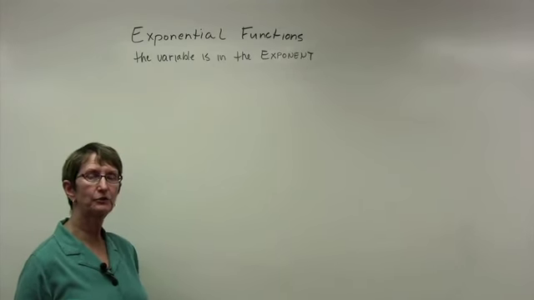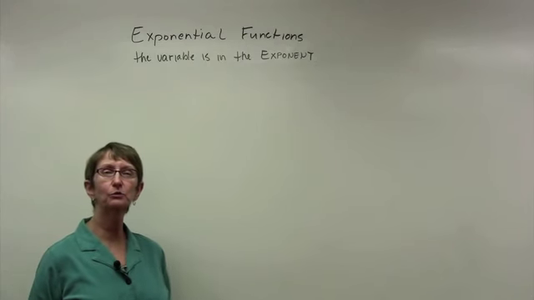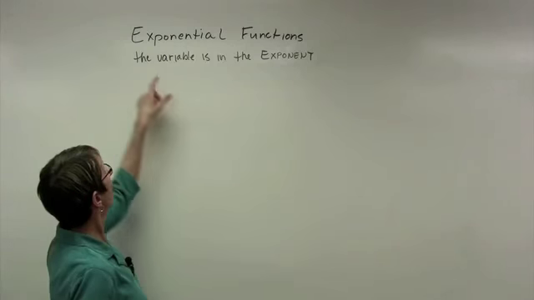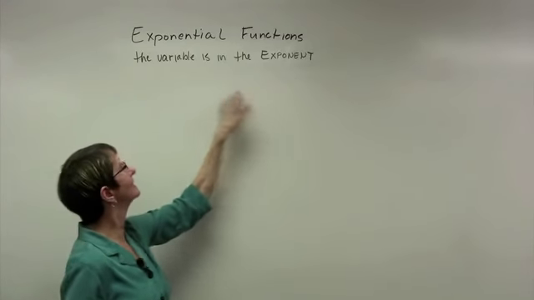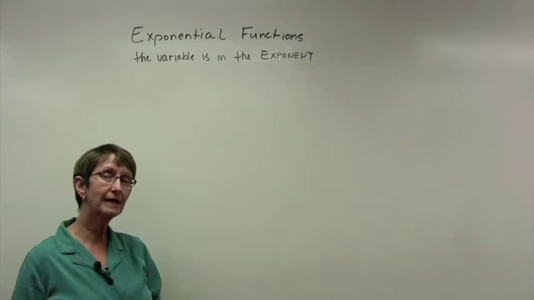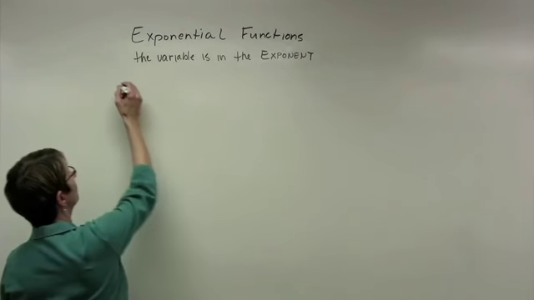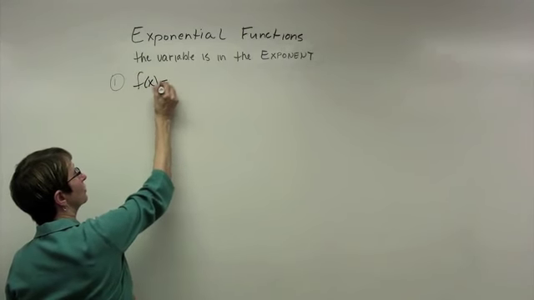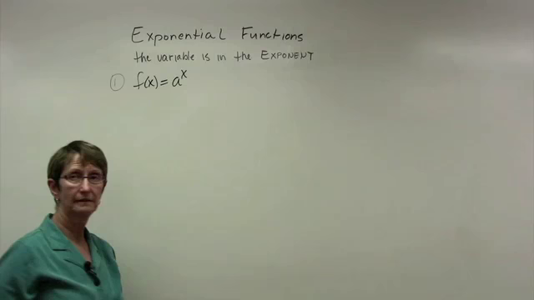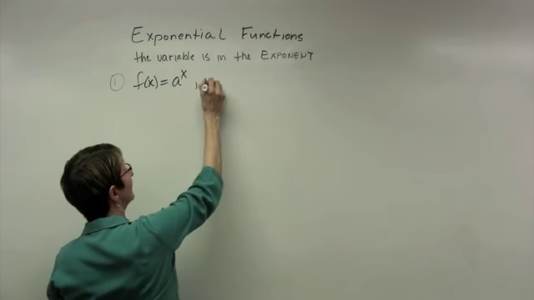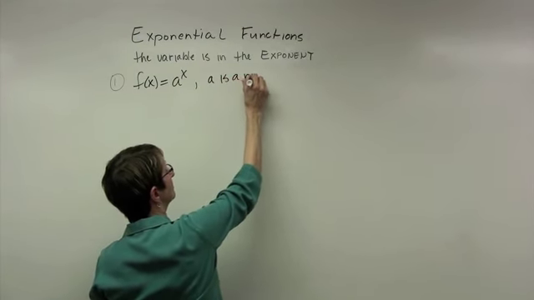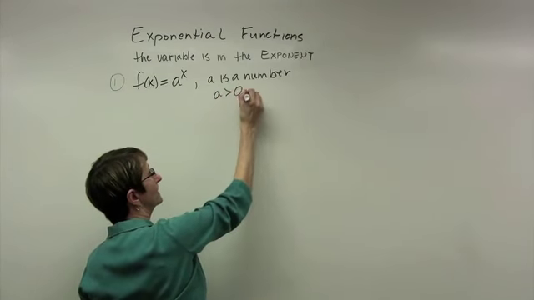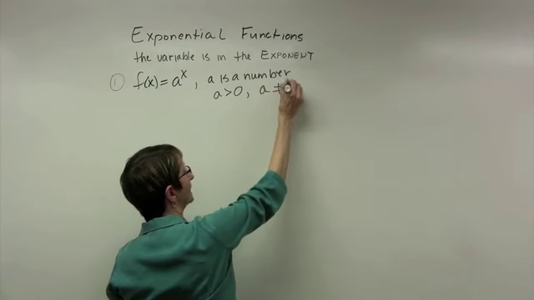Now we want to look at exponential functions, and I want to remind you to look in the lessons to review the properties of exponents. The thing about exponential functions is the exponent is where the variable lies, and there are two types. The first, we have f of x equal to a to the x. A is a number. A is greater than 0, but A does not equal 1.